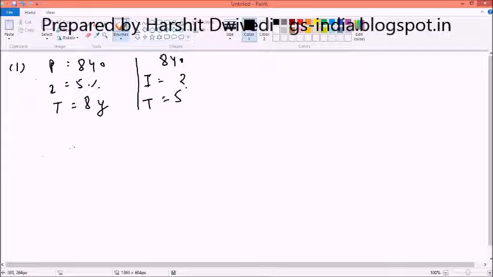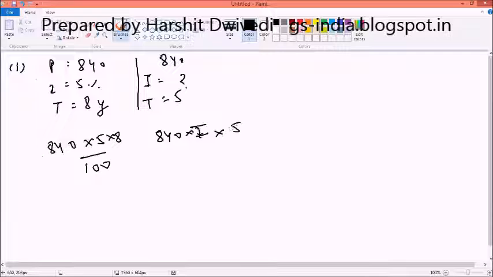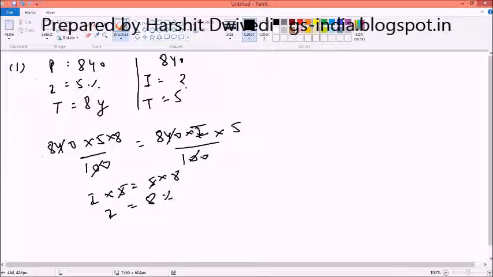So the question solving becomes very easy. In the first case the interest is 840 into 5 into 8 upon 100, and in the second case, suppose the interest rate is I and the time period is 5, so the interest is 840 into I into 5 upon 100. It is being said that the interest in both the cases is equal. So this 100 cancels out, 840 cancels out, and we get I into 5 is equal to 5 into 8. This 5 will cancel out, and the interest rate will come out as 8%. This is the answer. Yes, as simple as that. It is a very easy question.